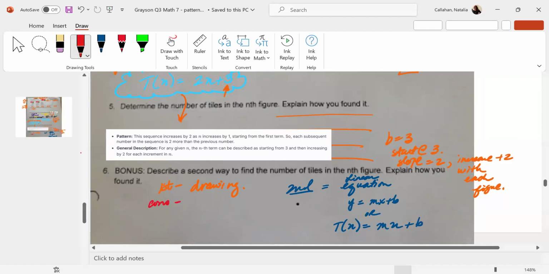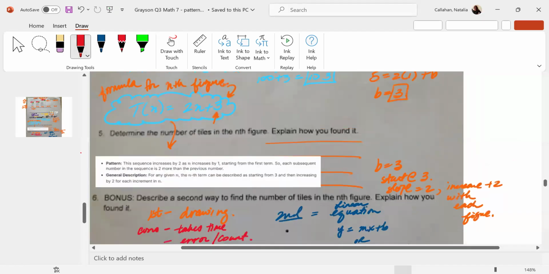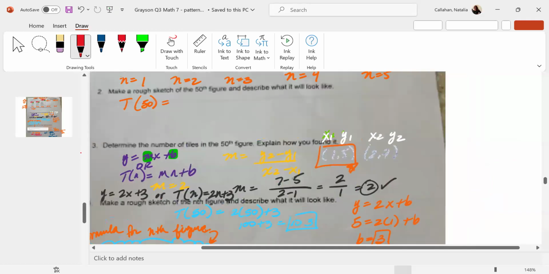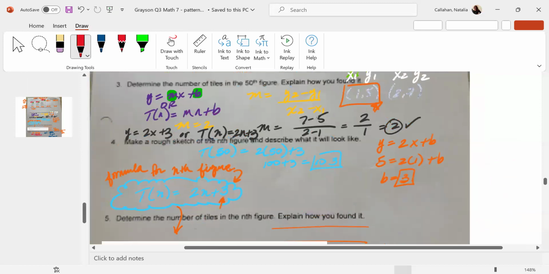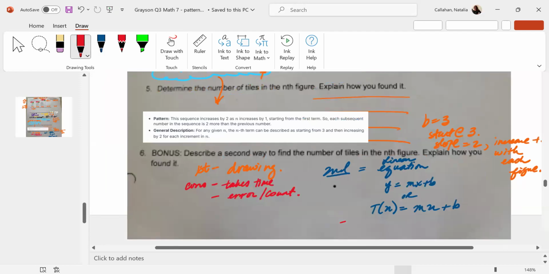What are the cons? Takes time. Error, right? Because if you draw incorrectly and you count, I mean, when you have 50, didn't we get 100 and what did we get? 101. How many times? 103, right? If you're drawing that, you can make a lot of errors with it, right? The con of finding the linear equation is that it's complex because you have to find m and you have to find b. Does that make sense?